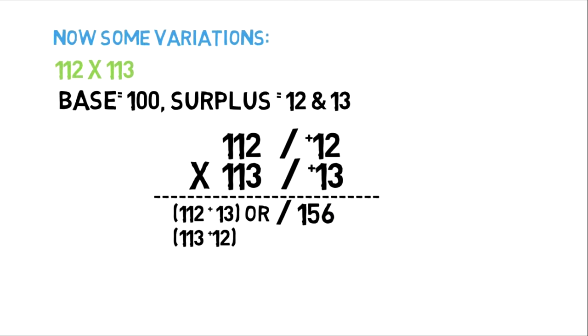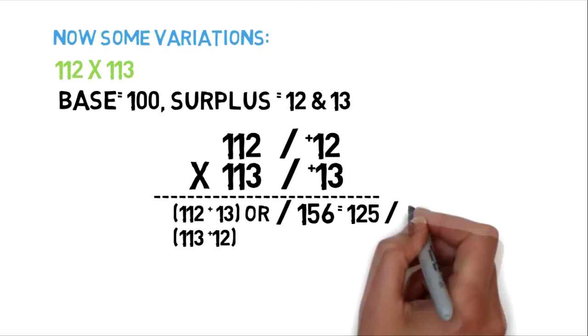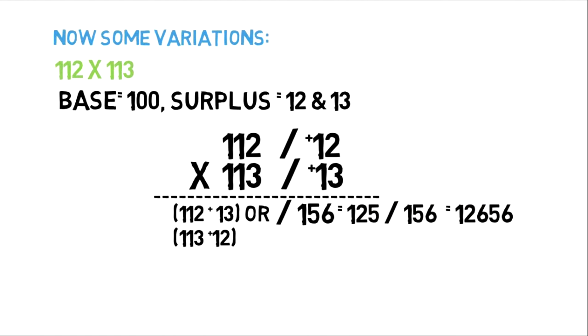Now let's take a look at the left hand side. The left hand side is 112 plus 13, which stands out to be 125, and the right hand side is 156. Now on the right hand side we have to have two digits because 100 has two zeros. Now 156 can be written as 100 plus 56, and when this 100 is carried over to the left hand side, it leaves just 56 on the right hand side, and it would have a value of 1, as per the formula I just explained. So what would we write? We would write 125 slash 156, or it would be equal to 12656.